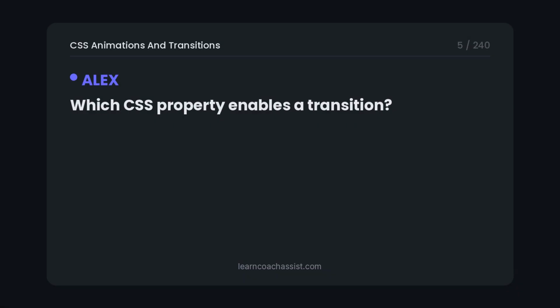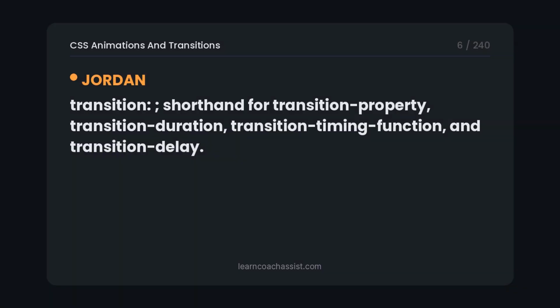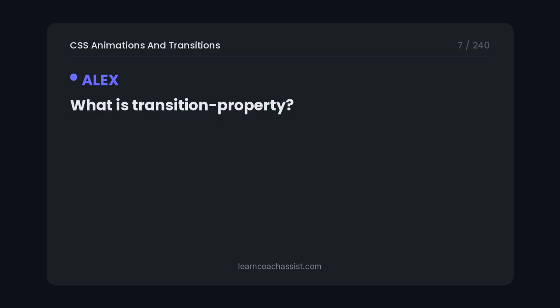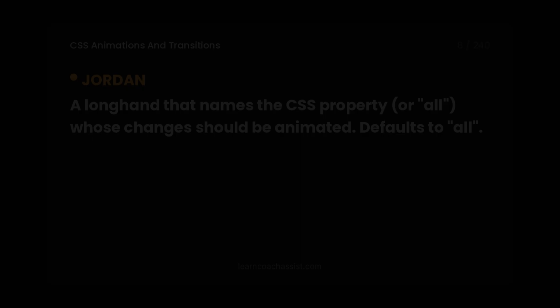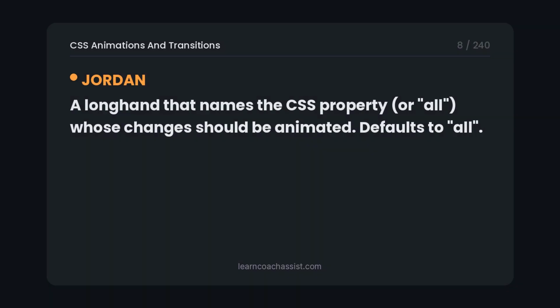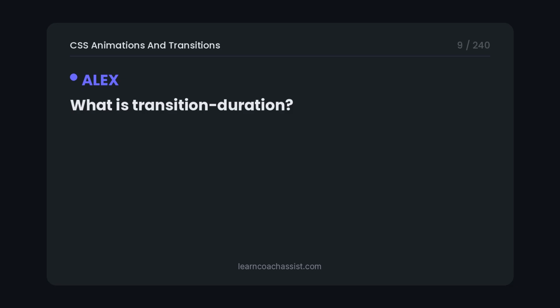Which CSS property enables a transition? Transition, shorthand for transition-property, transition-duration, transition-timing-function, and transition-delay. What is transition-property? A longhand that names the CSS property, or all, whose changes should be animated. Defaults to all. What is transition-duration?